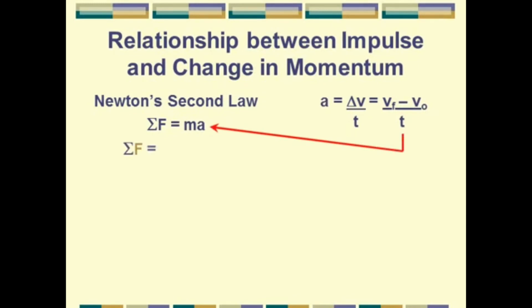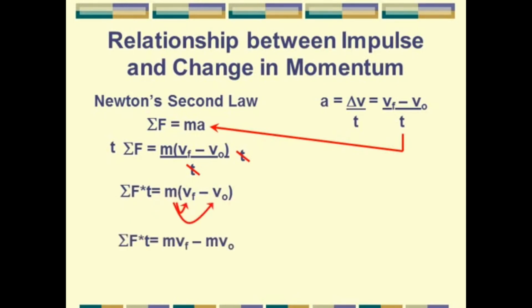So we're going to plug that in for acceleration. And we get that the mass is being multiplied by acceleration, which is final velocity minus initial velocity divided by time. We go ahead and multiply both sides by time, and we get net force times time, which, if you remember, that's going to be impulse. That equals mass times quantity, final velocity minus initial velocity.